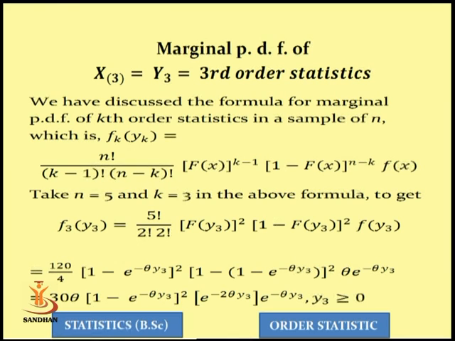So, putting n equal to 5 and k equal to 3 in the above formula, we are going to get this form f3 of y3, where now you can put the capital F of y3, substituting the distribution function of the exponential, and for small f of y3, you can substitute the density function of the exponential. So the distribution function will be 1 minus e raised to minus theta y3, and the density will be theta e raised to minus theta y3. Making these substitutions, we are going to get the marginal PDF of the third order statistic like this.